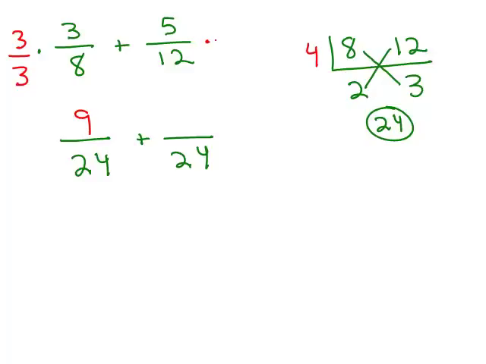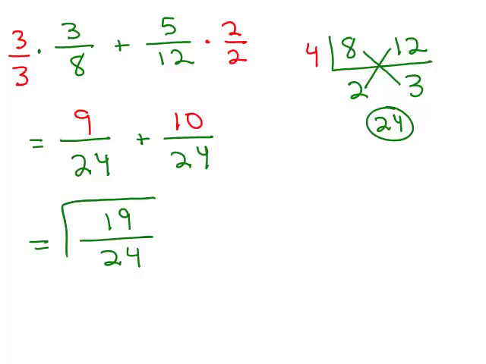And for 5/12, 12 times what is 24? Well, if you don't feel like thinking very hard, just look over here. It tells you whatever's kitty corner from it, 12 times 2. So that's 10. And now I've got the same denominator. So you just write the denominator down and add the numerators. And then make sure it's reduced. 19/24 is reduced, and we're done.